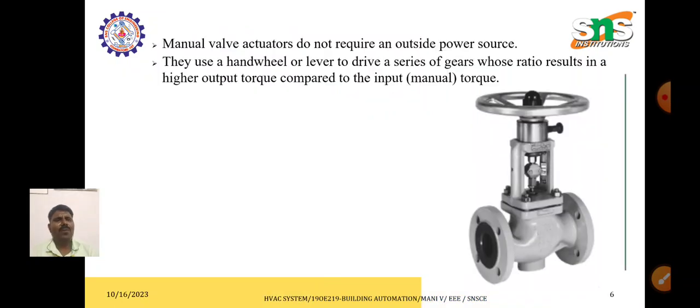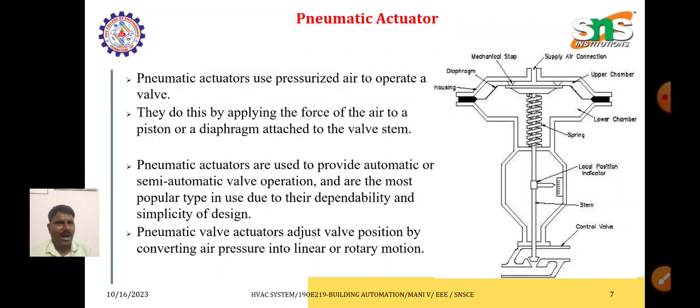And this is a normal actuator, or it may be called a manual actuator. In order to control the flow of liquid, gas or something else, we have to operate the valve manually. This is the normal or older method. And for the automatic process, the first type is called the pneumatic actuator. The pneumatic actuator uses pressurized air to operate a valve. Here we use pressurized air in order to operate the pneumatic actuator.